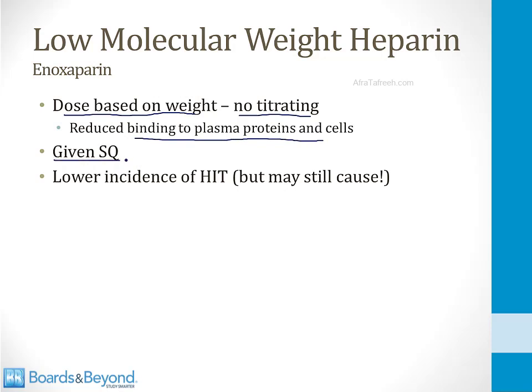So you can administer it sub-Q, and once you've administered it, you can know it's working without needing to monitor the PTT and adjust the dose. Another advantage is that it has a lower incidence of HIT, although it still can cause it, and this is not an acceptable alternative to use in a patient who develops HIT on unfractionated heparin.